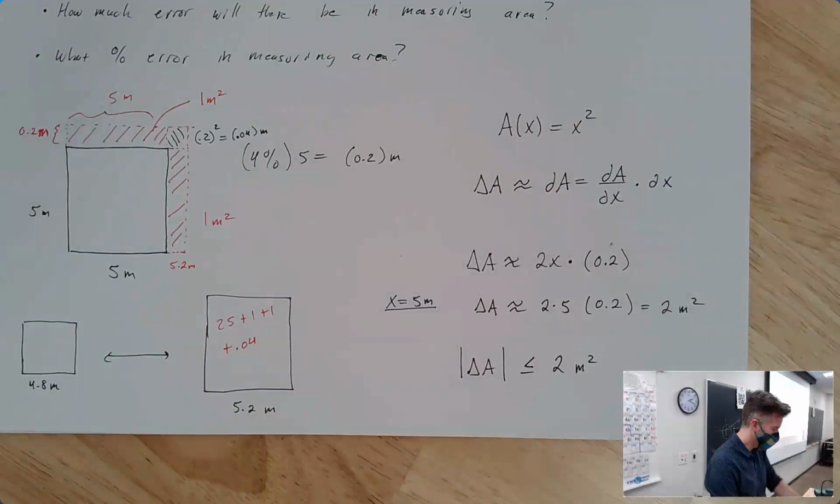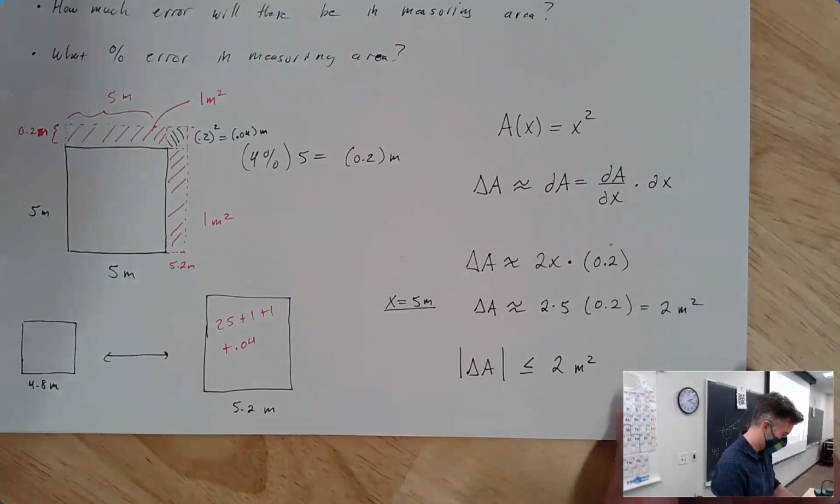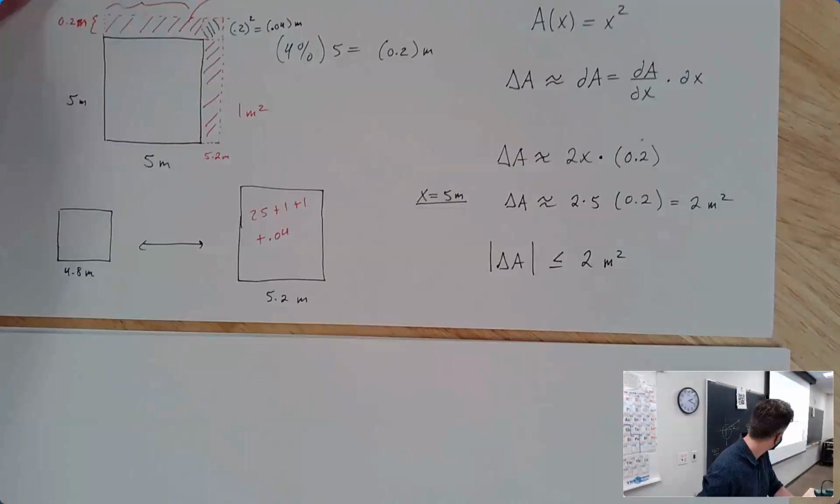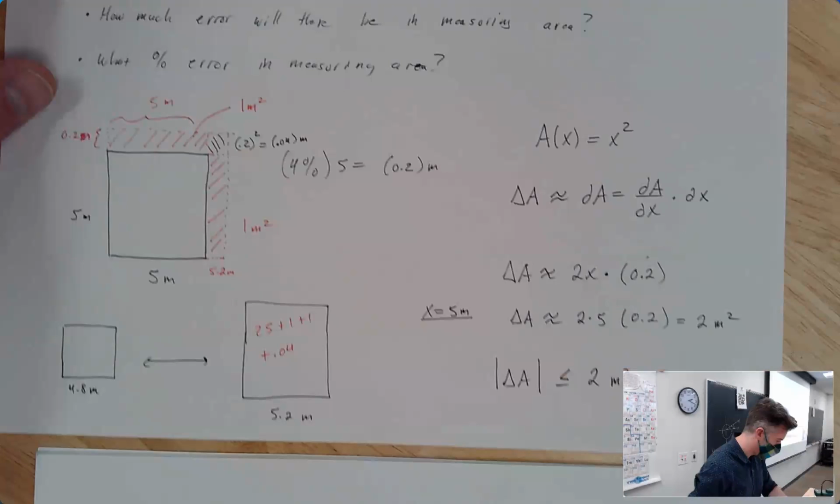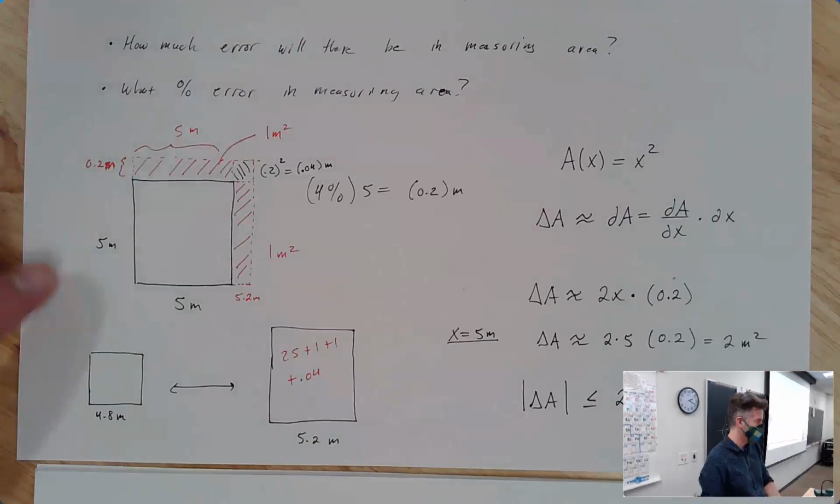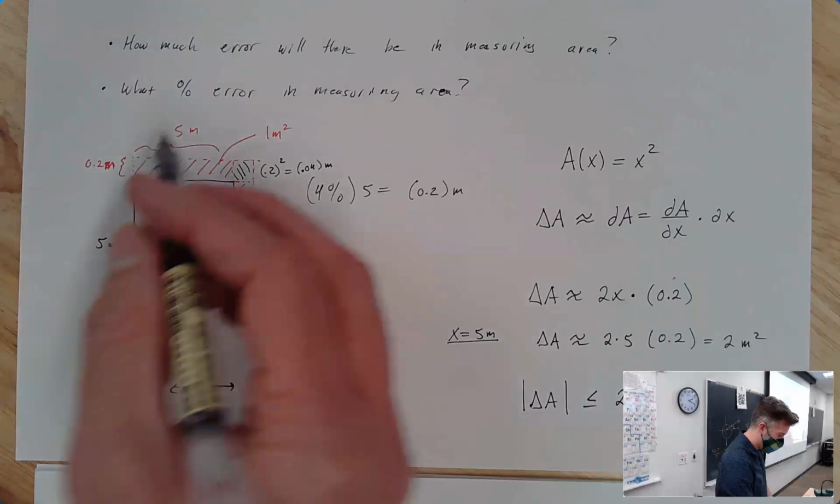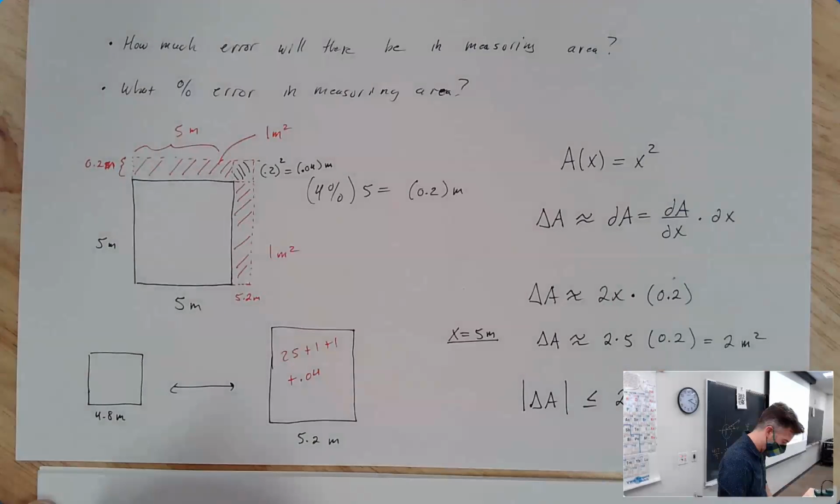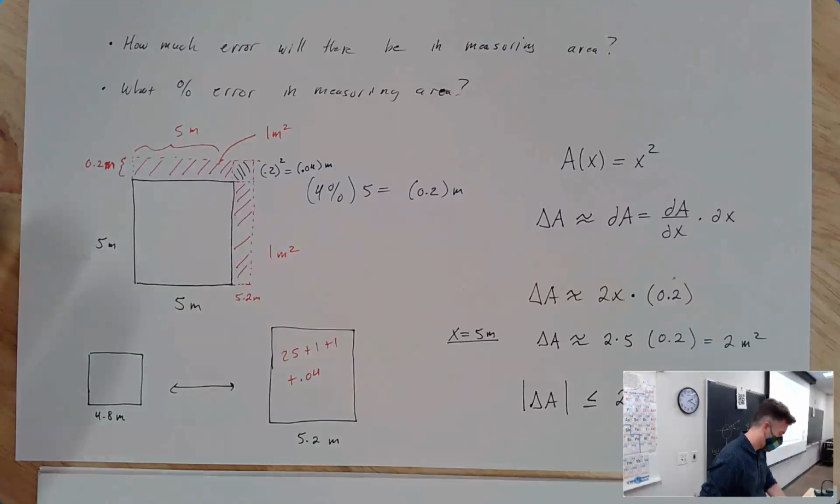Now, the other interesting question here is what's our percentage error in measuring the area? Well, the interesting thing about that question is you don't actually need to know what you measured the side length to be. We're going to use it first, but then I'm going to show you again how we don't need that. So percentage error, using the numbers we've got, well, the error in absolute value is less than or equal to 2 square meters.